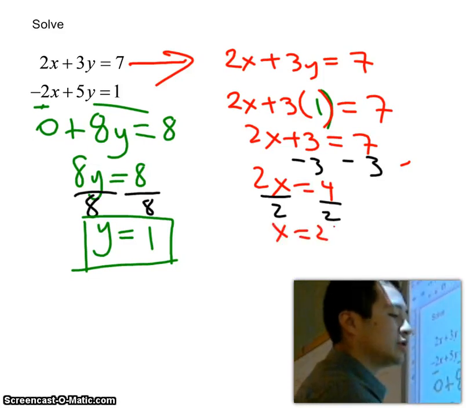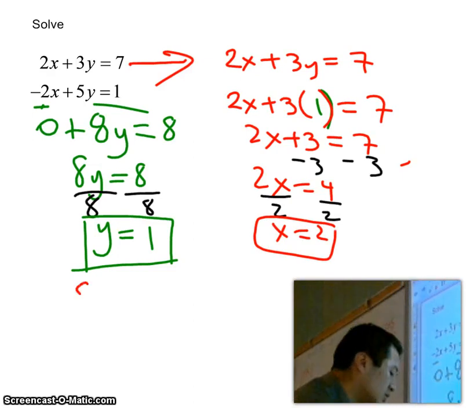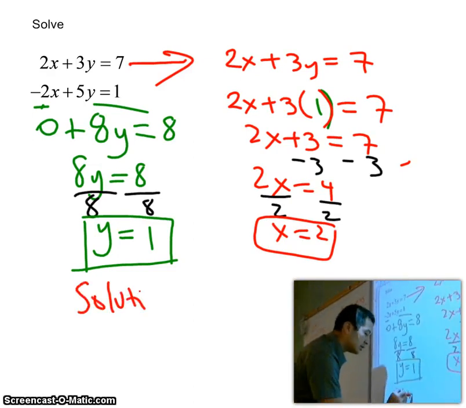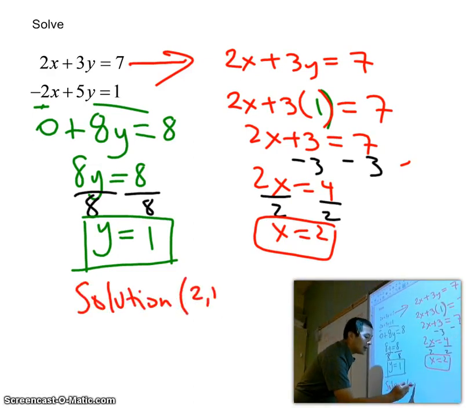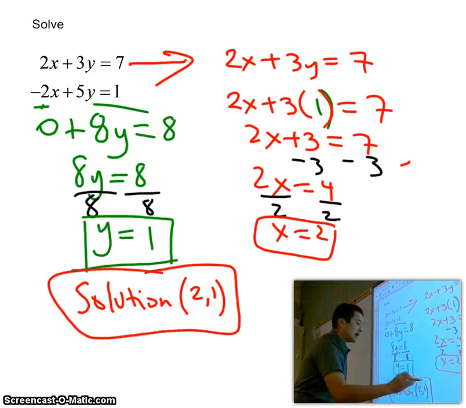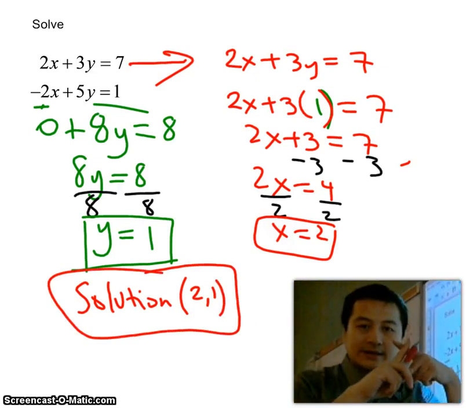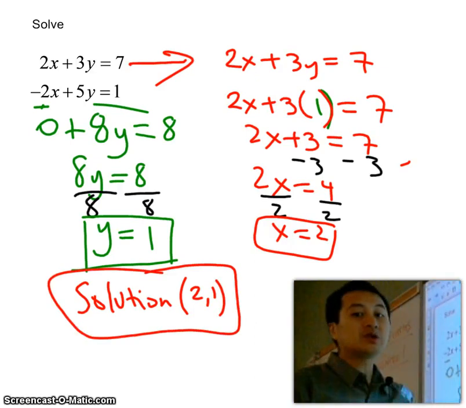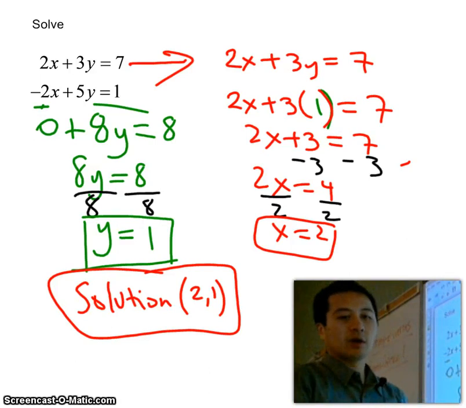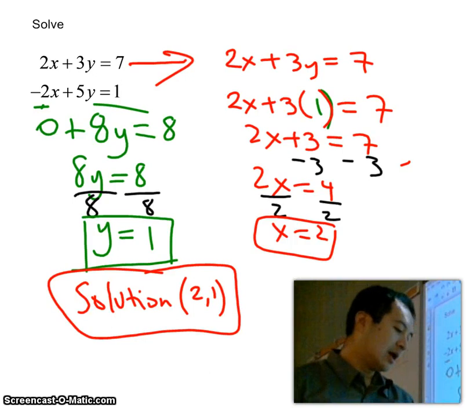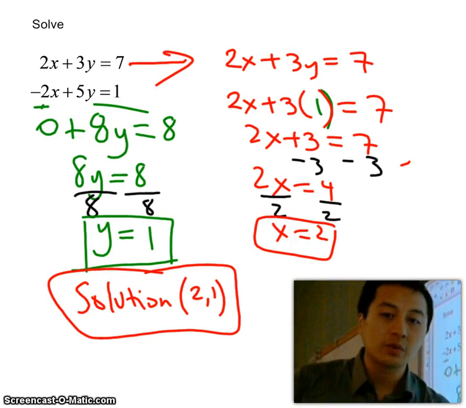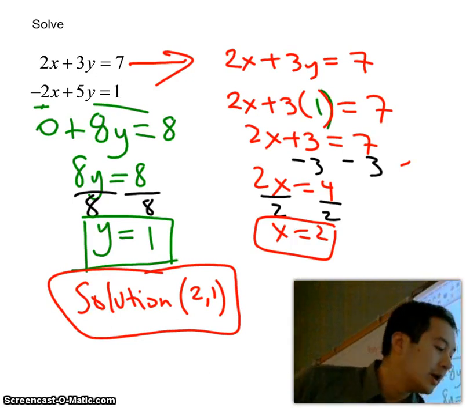X equals 2. What does that mean? That means my solution is 2, comma 1. That means these 2 lines cross at that point 2, comma 1. How do you know if you're right? You just on a test go, oh, there I go, I did it, it has to be right. No, you got to plug it in, check your work, make sure you're accurate, make sure you're right.